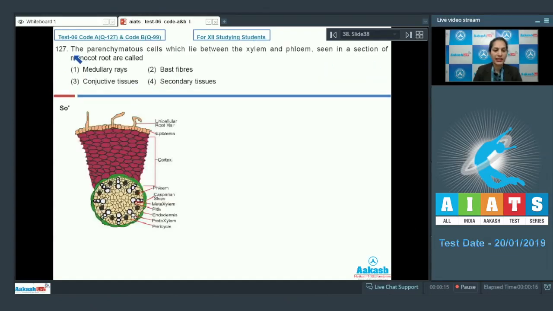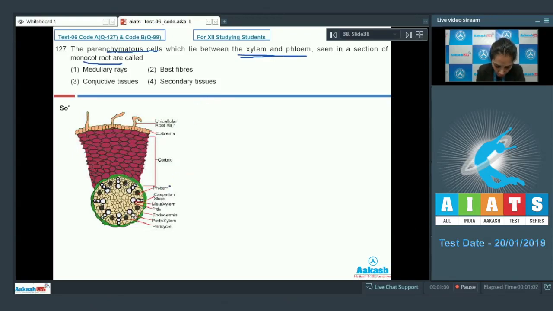Question number 127. The parenchymatous cells which lie between the xylem and phloem seen in a section of monocot root are called first option medullary rays, second bast fibers, third conjunctive tissues, fourth secondary tissues. Here it is the section of a root. In this question, it is asked that the parenchymatous cells which lie between the xylem and the phloem in the section of a root are called.